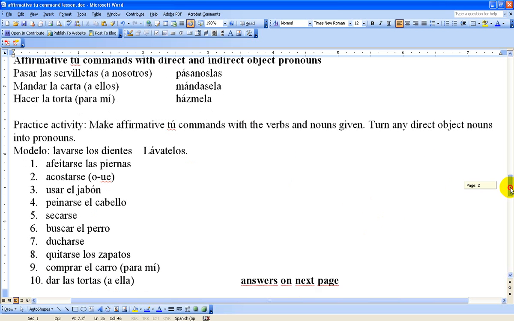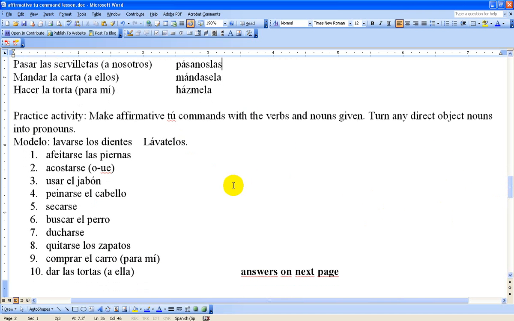So, using all that information I just gave you, again, if you want this document, you can print it off. It's in the description of the video, okay? I want you to make affirmative tú commands with the verbs and nouns that I give you in this activity. Turn any direct object nouns into pronouns. Model. Brush your teeth. I changed the teeth to los, the se to te, because it's a tú command. Lavar will be lava. I'm going to attach it all together and have lávatelos, accent mark over that first A.